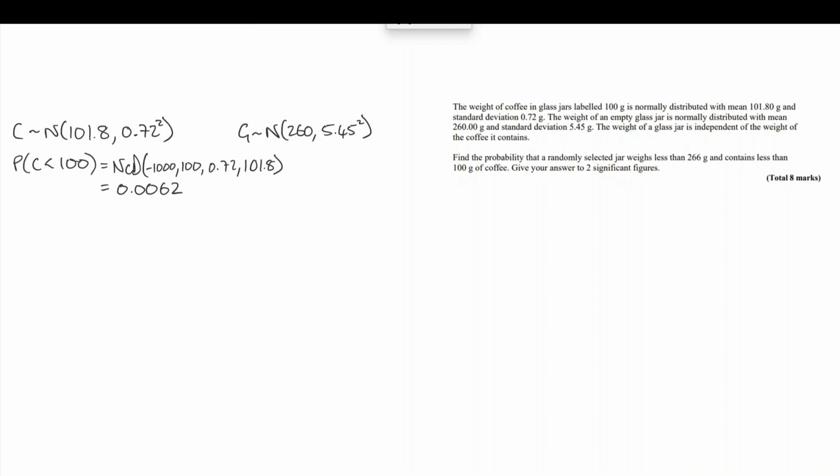Okay, how about the jar itself, the glass jar? We want the glass jar to weigh less than 266. So now focusing on G, the probability that G is less than 266, arbitrarily small value, negative 10,000. 266 is our maximum we're interested in, standard deviation, and the mean, and that gets us an answer of 0.8643. Alright, what do we do with these two answers?